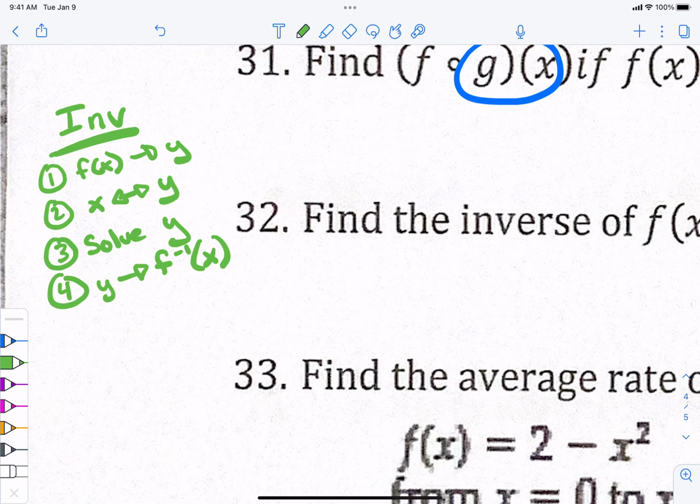Any confusion about any of this? Doing okay? Hold up, I'm holding up.